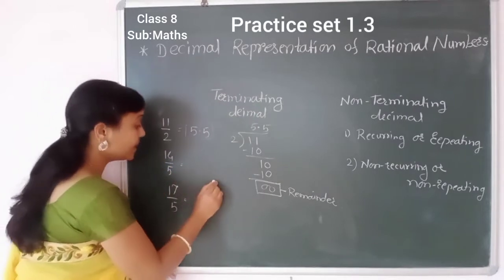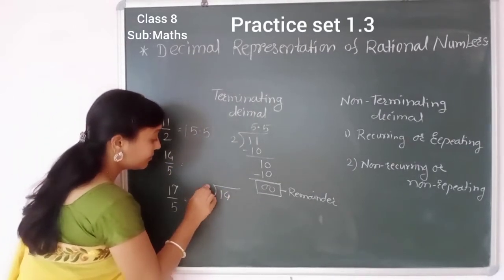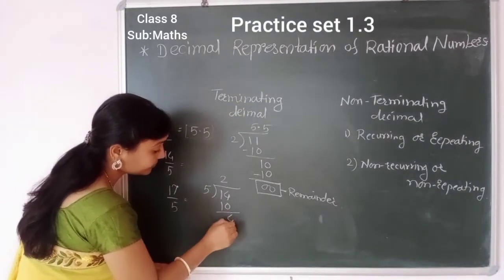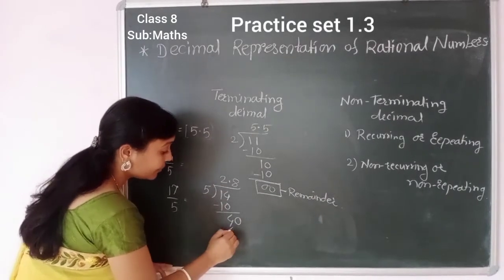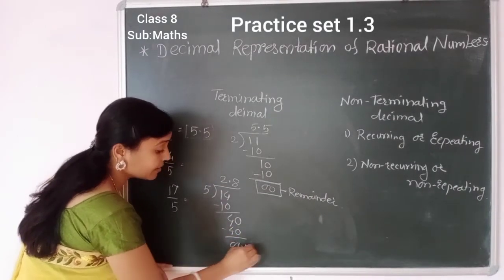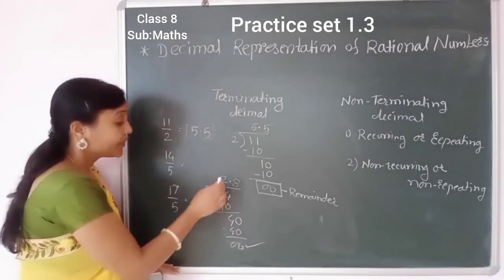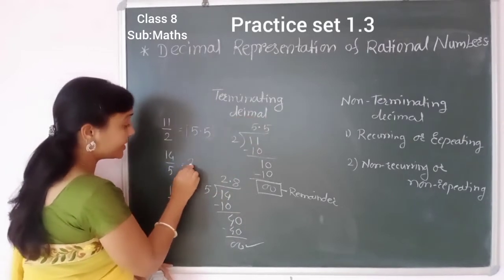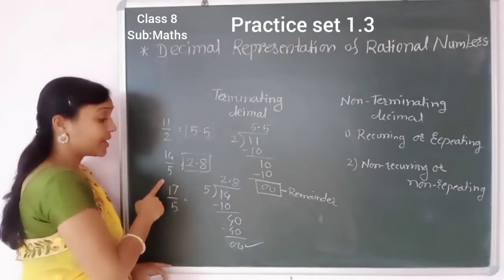Now the next example is 14 by 5. If we divide 14 by 5, then we get 5 2s are 10. Again we take the decimal point, 5 8s are 40. Again we get remainder 0. So here the division stops. So this is the terminating decimal form. Its answer is 2.8. This is the decimal representation of 14 by 5.